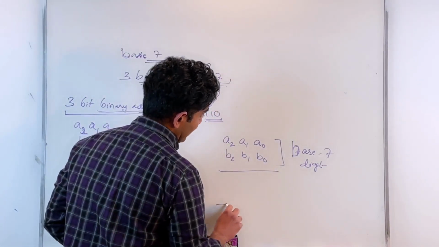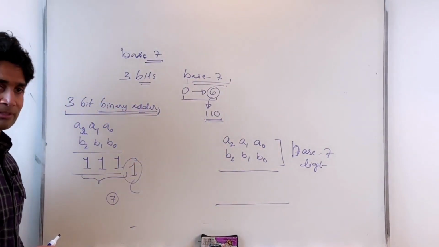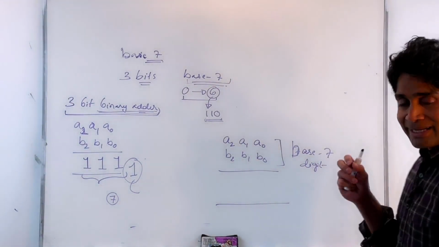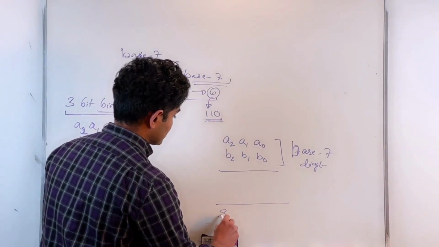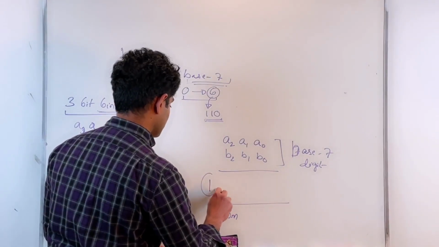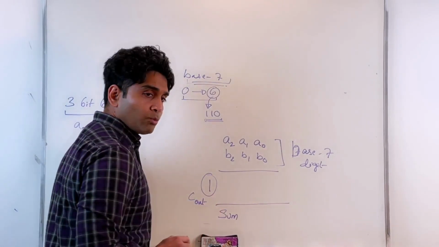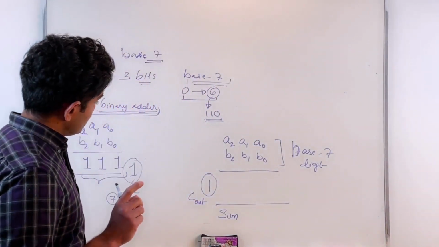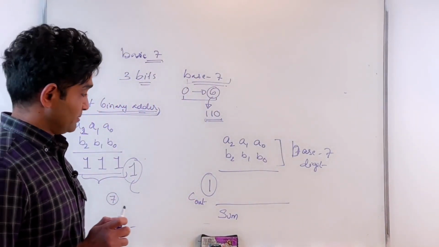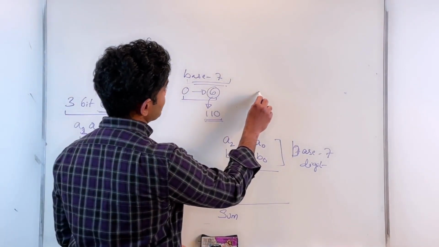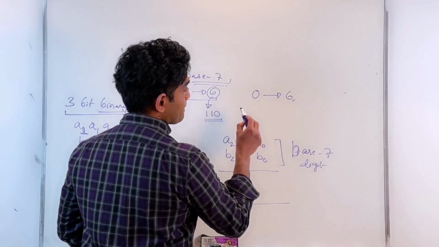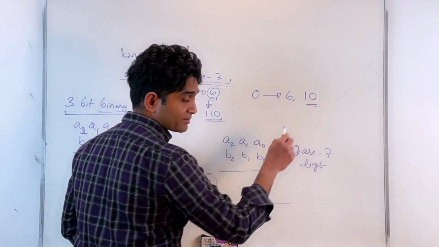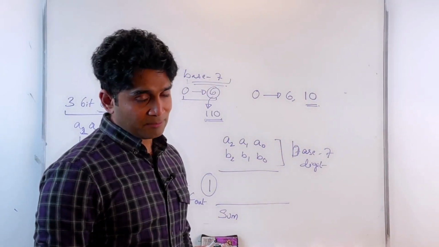Now when I'm adding these two binary encoded base 7 digits together, I should be getting a carry out when my sum exceeds what number? Is it after 7 or after 6? After 6, right? Because for base 7, my digits go from 0 to 6. After that, the next number will be 1, 0 for base 7, right? Okay, does that make sense?